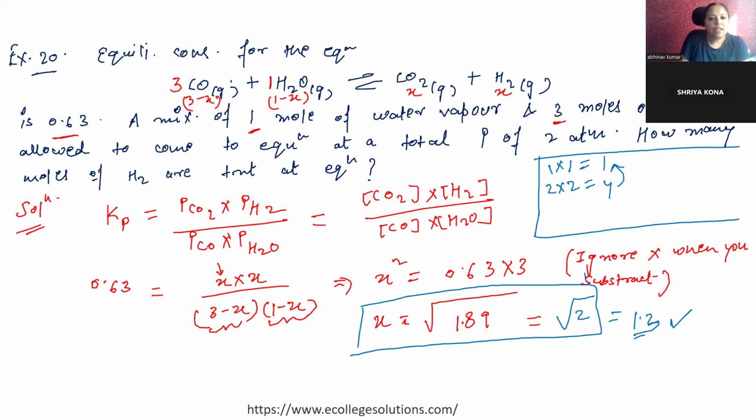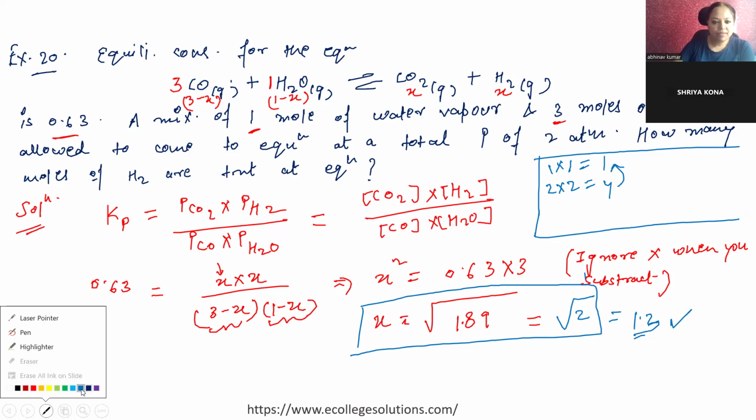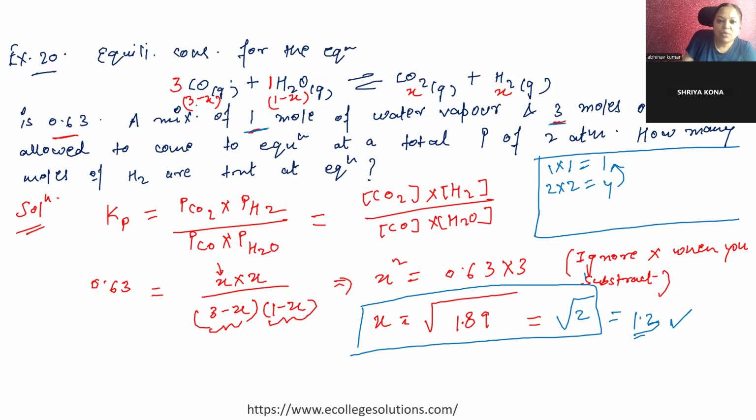Basically, the numbers which I have written in red are not the balancing numbers. These are the number of moles given in the question. So it's 3CO plus 1H2O, not like this. These numbers in red are given in the question, so you can write them as initial moles. Then initially there is no CO2 or H2, right? Yes, initially.